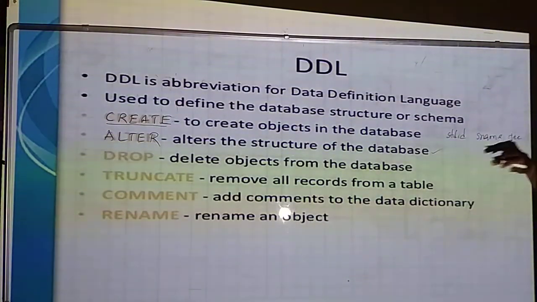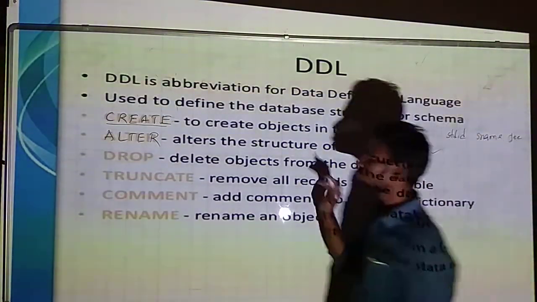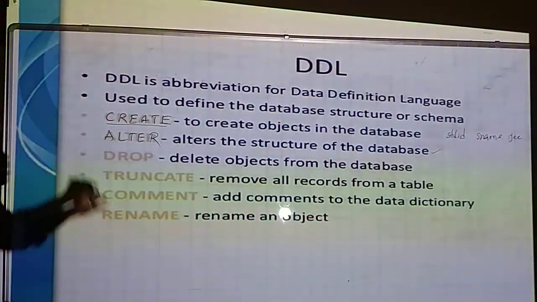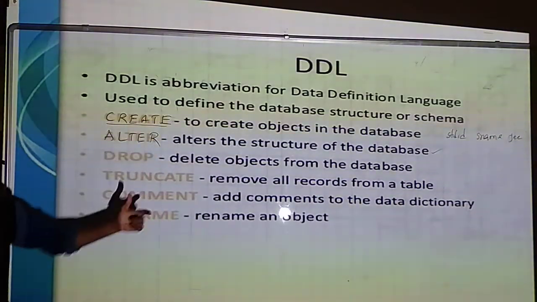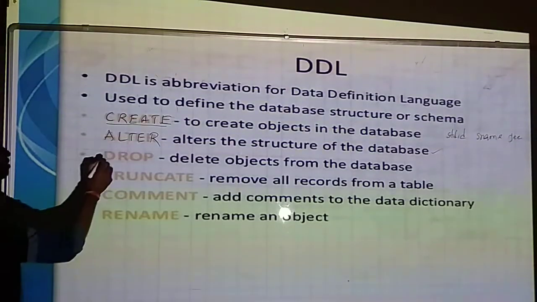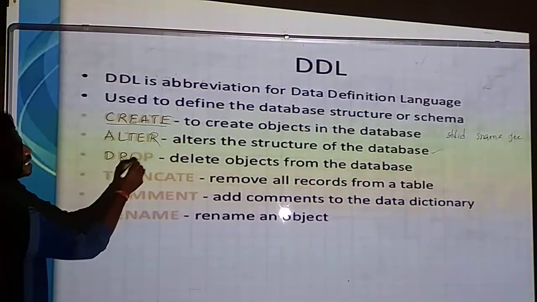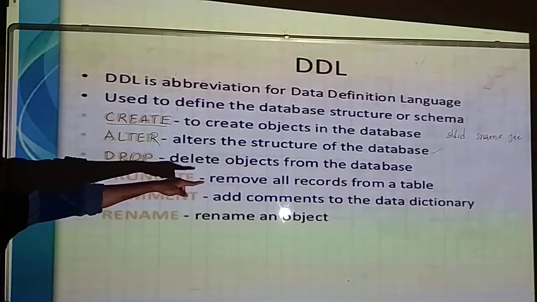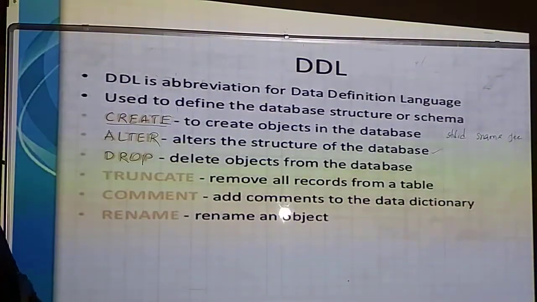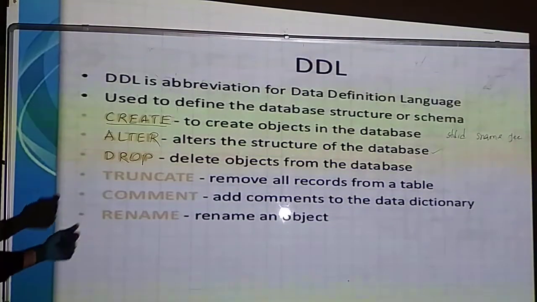The structure will be modified by using the alter statement. And to delete the objects that you have prepared, it may be a table, a view or a database, we will be using the drop statement. And truncate removes all the records from the table. It will delete the content, but it won't delete the table or the database.